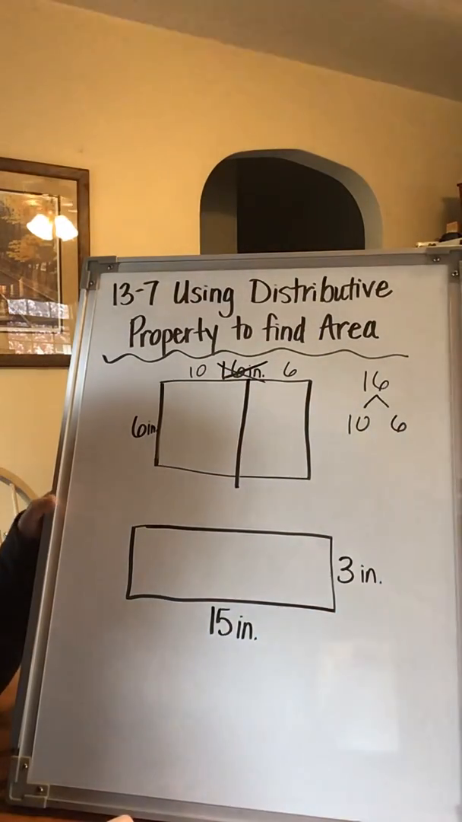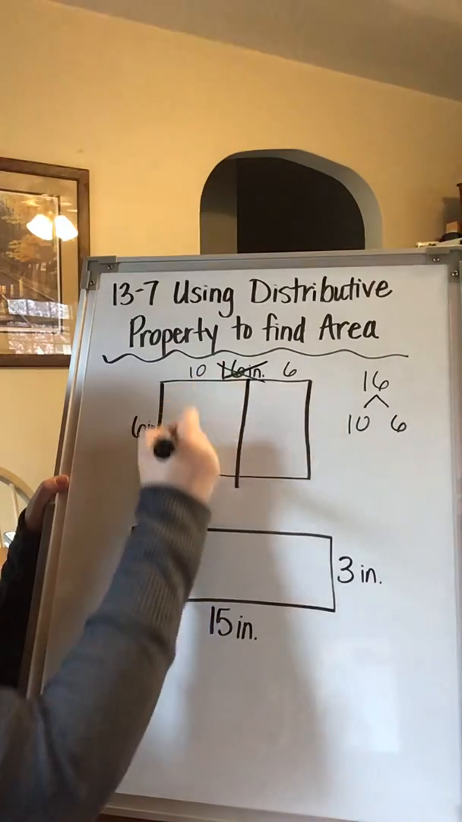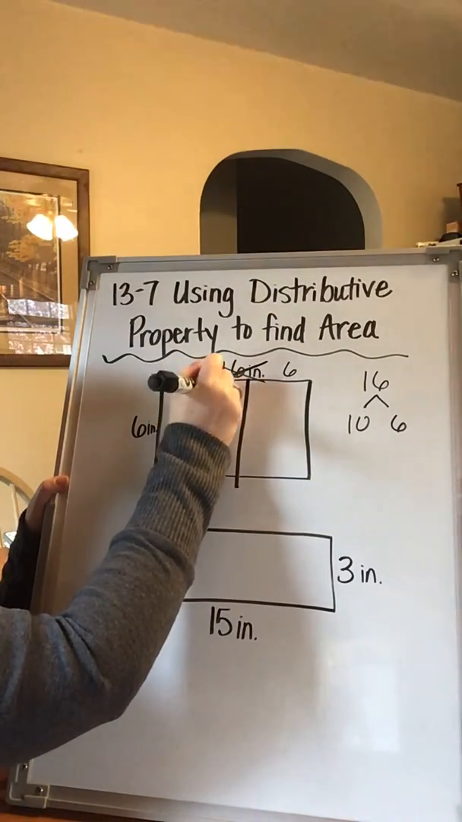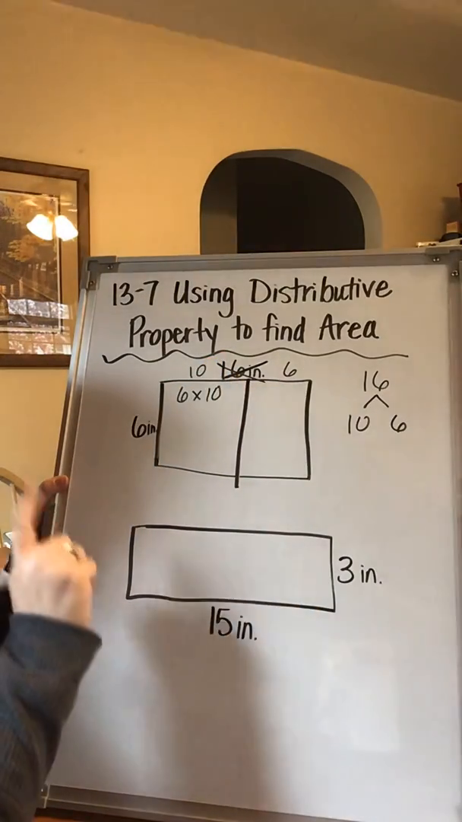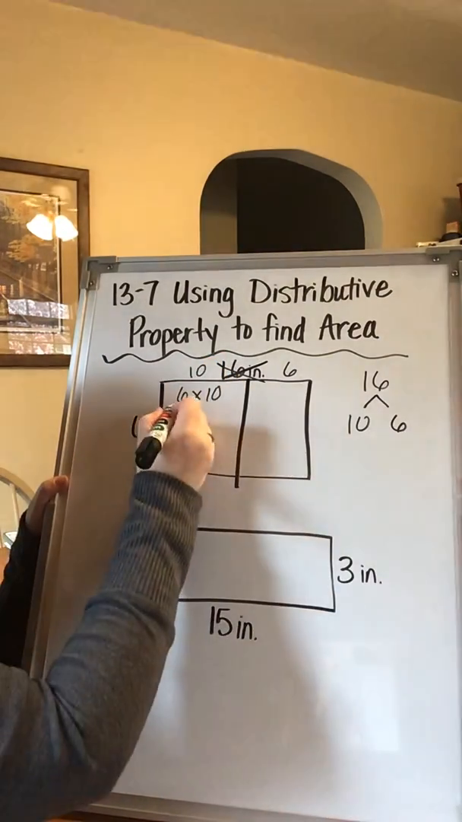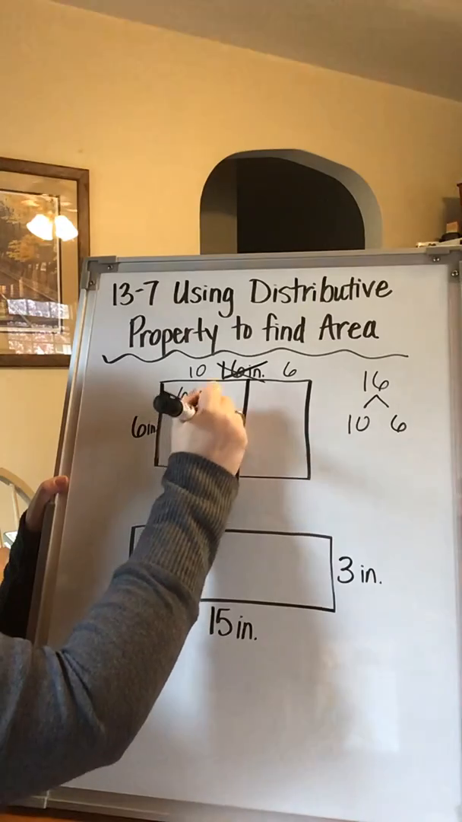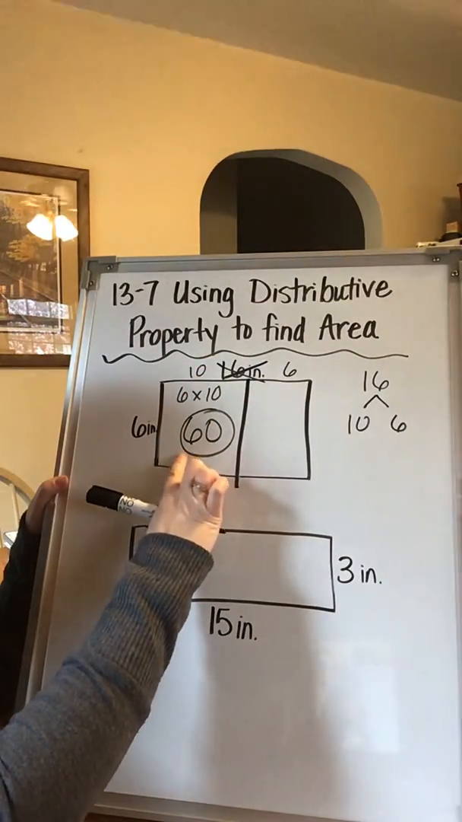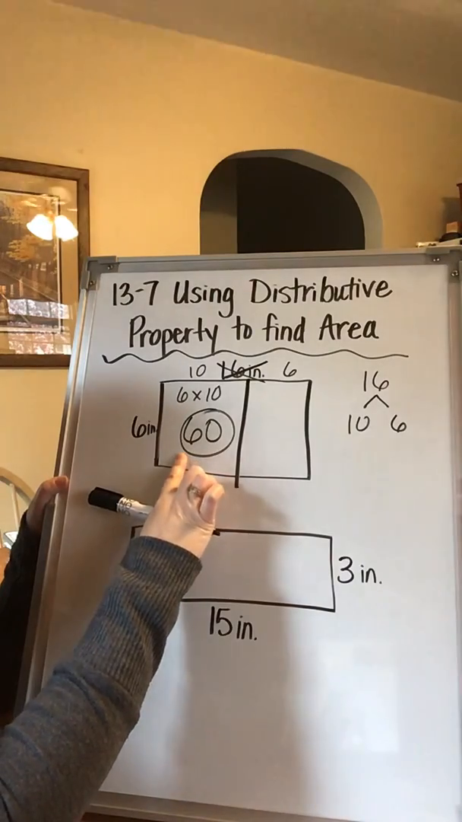So when we find the area for this shape, we're going to start with this section first, and we're going to multiply 6 times 10. Remember, area is length times width. So 6 times 10 equals 60. And I'm going to circle that so I remember that the total for this area is 60.